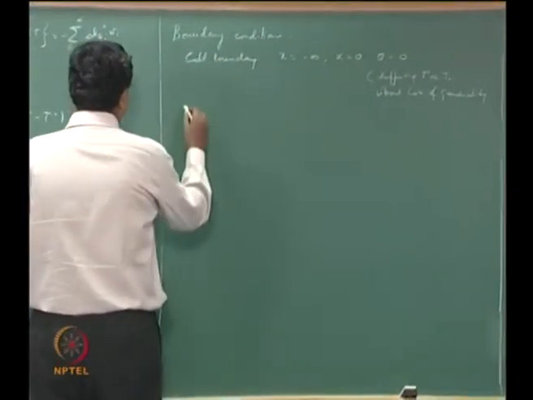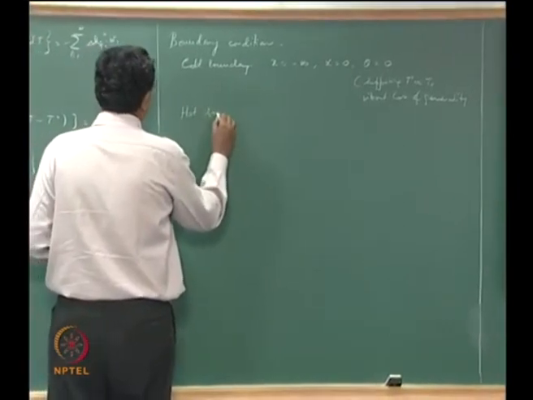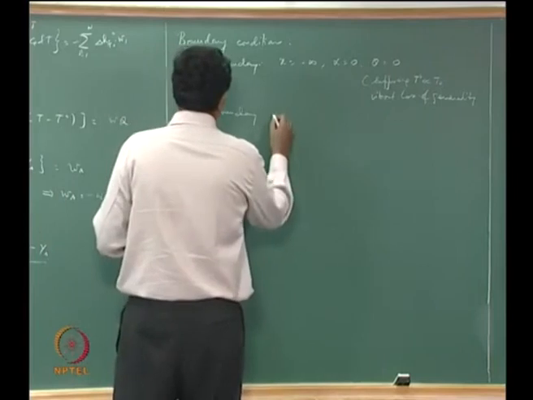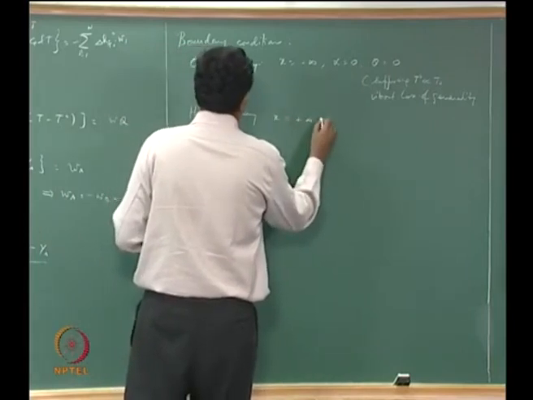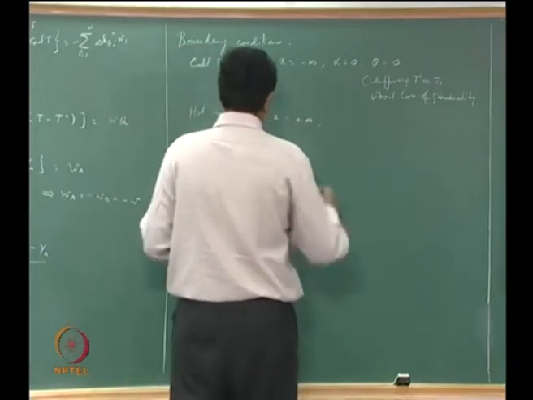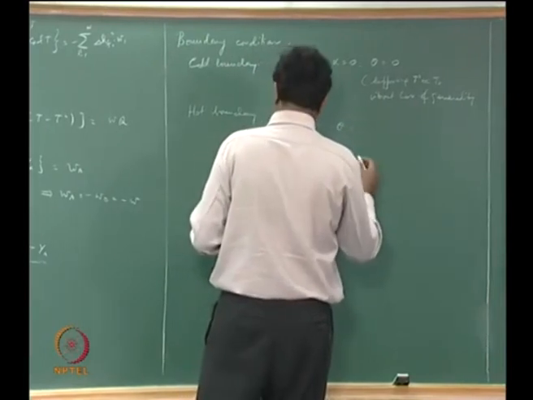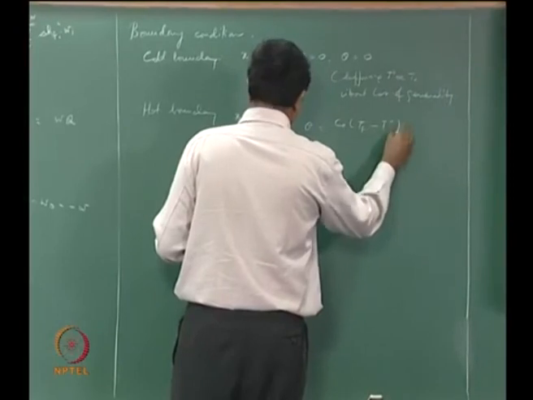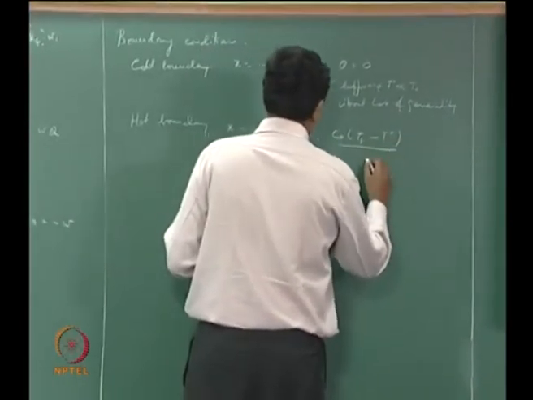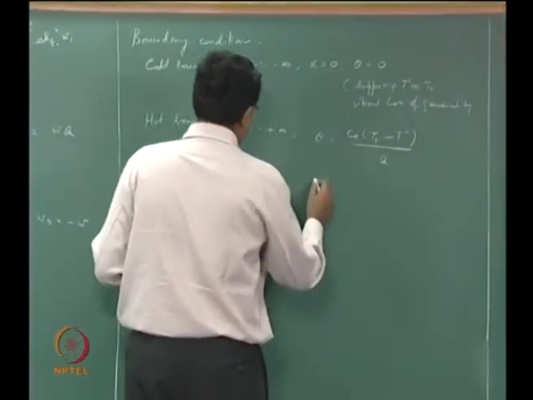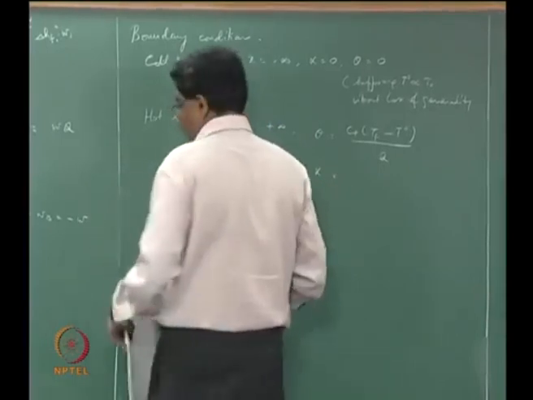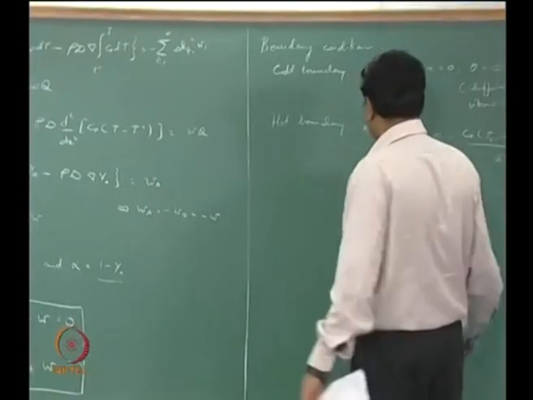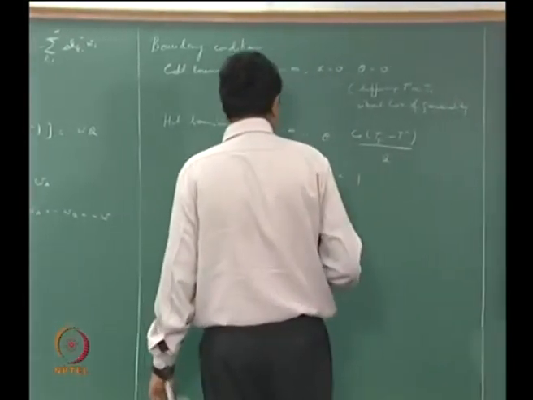And the hot boundary, x equals plus infinity, right. Now theta will now give you Cp (Tf minus T0) divided by Q, and alpha should be equal to, YA goes to 0, all the reactants are getting consumed in the flame, and therefore you are going to get alpha to be equal to 1. But what is theta?